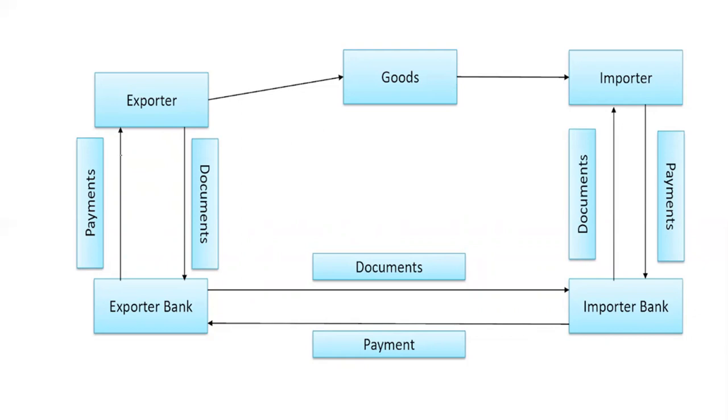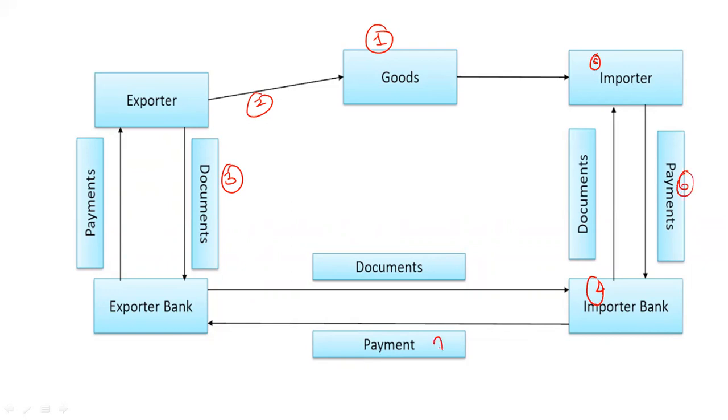So over here, once the exporter and importer have decided that we will go through a bank collection method, based on that, the exporter sends the goods. This is the first step. He prepares all the documents. This is the second one. He submits all the documents to the exporter's bank. The exporter's bank forwards these documents to the importer's bank. The importer receives the documents, and then the payment cycle starts.